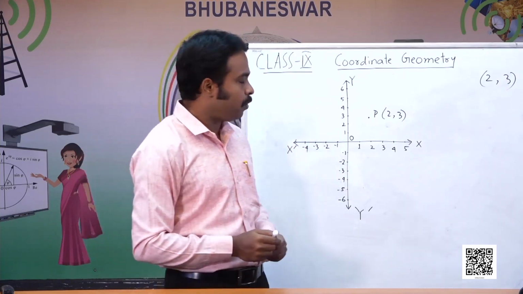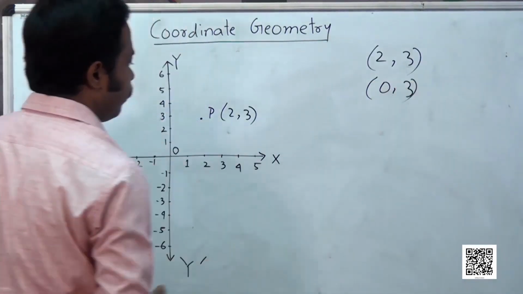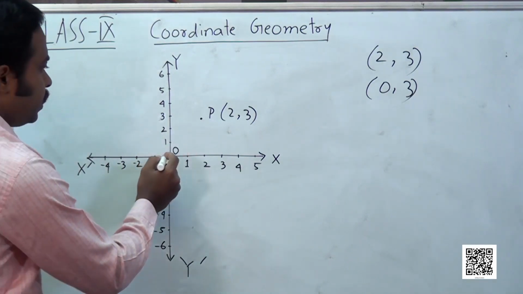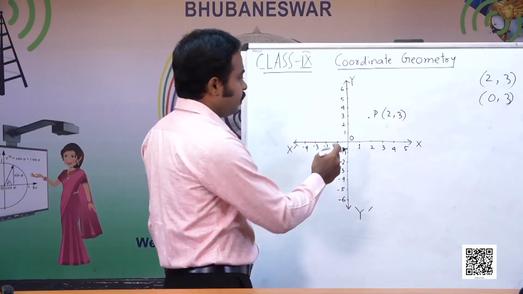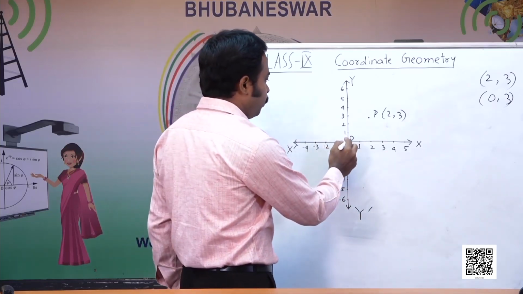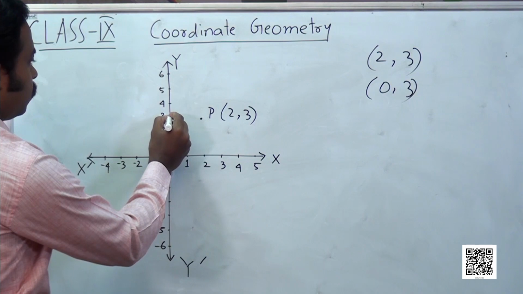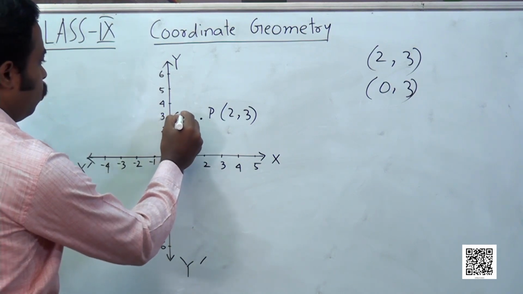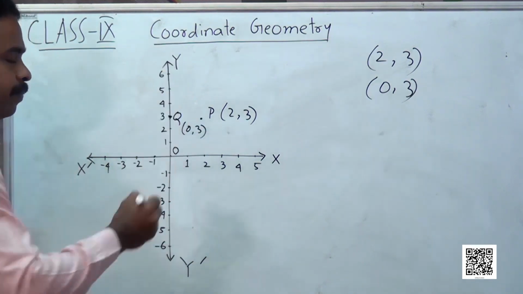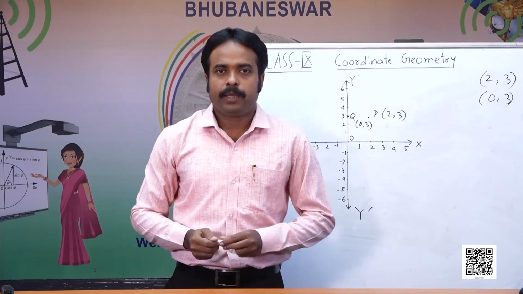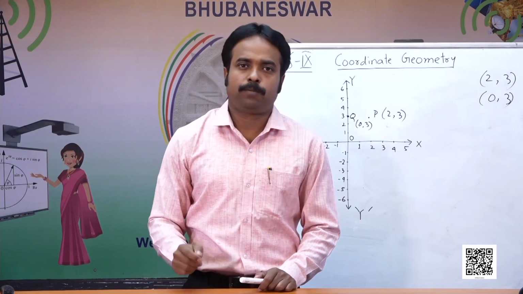Now if we want to plot another point (0, 3), this is lying on the y-axis. That means the x component is 0 and the y component is 3. So if we take this as Q, then this point is (0, 3). So in this way, if the coordinates are given, very easily we can plot the point.